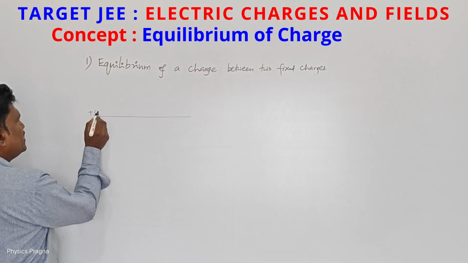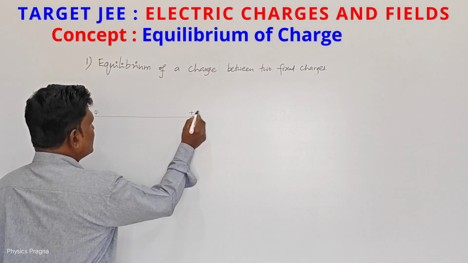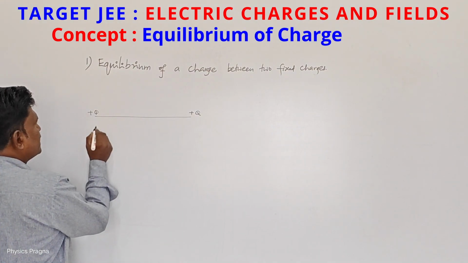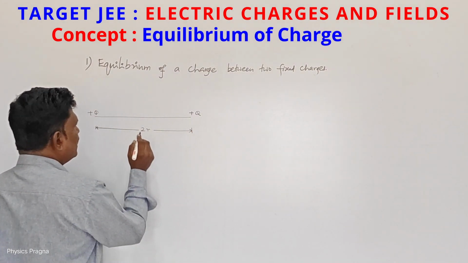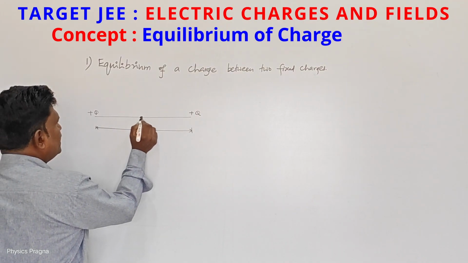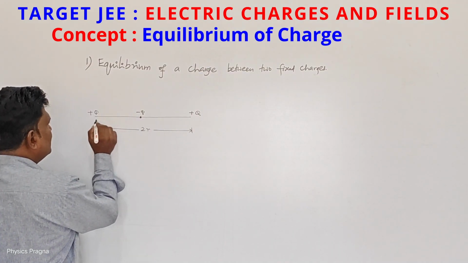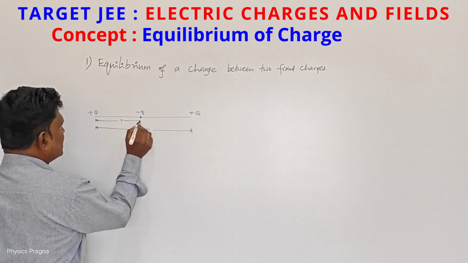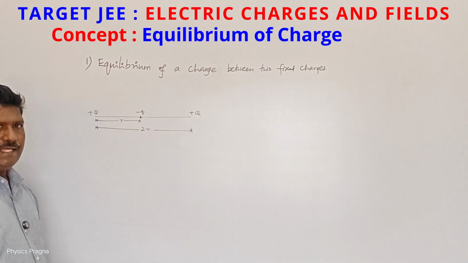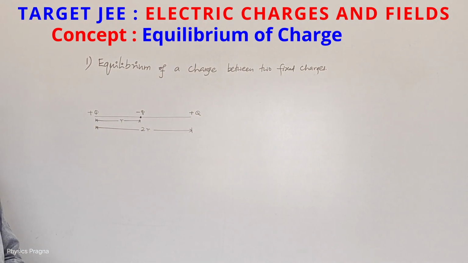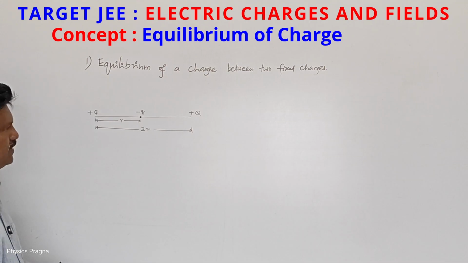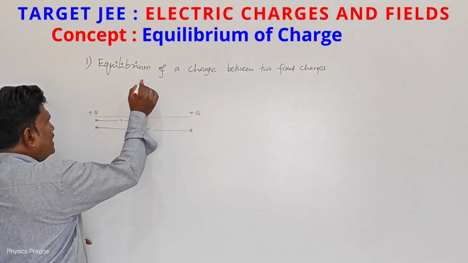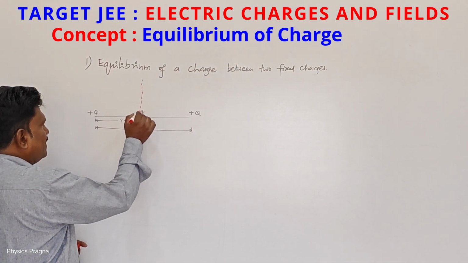Two similar point charges are there, plus q and plus q. The separation between them is 2r, and exactly at the midpoint a minus q is there. This is r distance. Where does the stable equilibrium point lie? Along the equatorial line, if a minus charge is there between two similar positive charges. So this is the equatorial line.